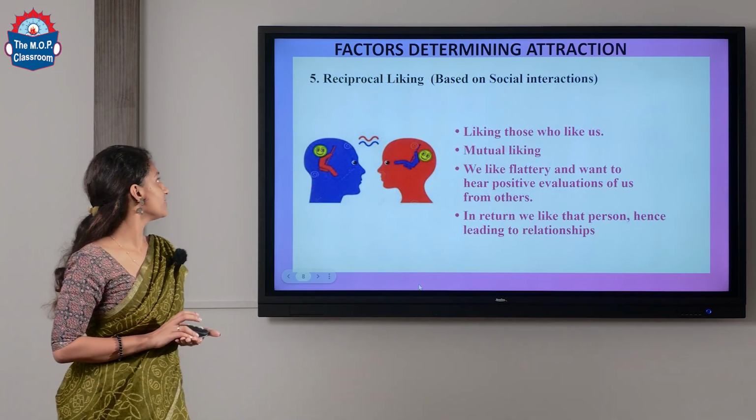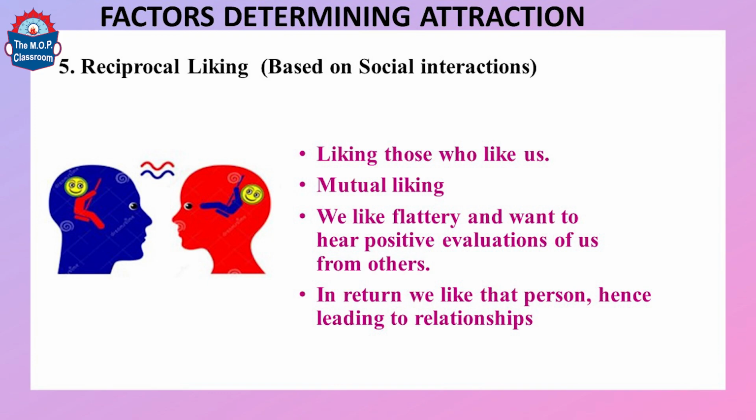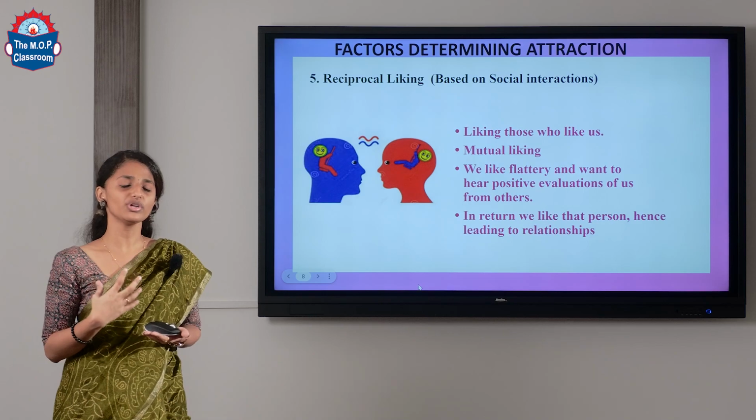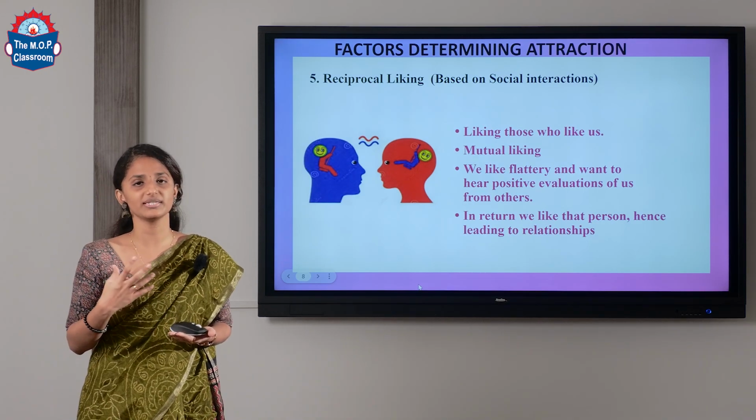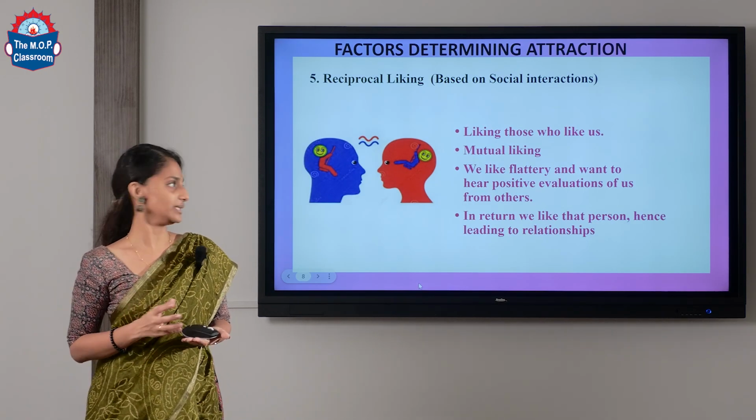The next is reciprocal liking, again based on social interactions. When we interact, we usually appreciate or validate others, and in return they also appreciate us. So a mutual liking is developed, and with this mutual liking you tend to form relationships. We like flattery and we want to hear something positive about us, and that is how a relationship is built.